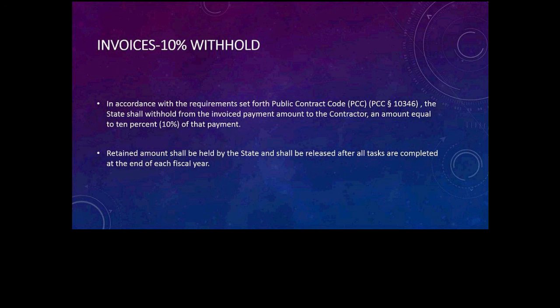In accordance with Public Contract Code, the CDE shall withhold from the invoice payment amount to the contractor an amount equal to 10% of that payment. And the retained amount shall be held by the CDE and released after all tasks are completed at the end of each fiscal year. So for each payment, 10% will be withheld until the end of each fiscal year.